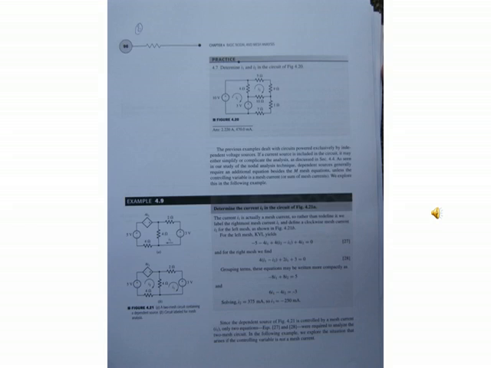Minus 5 plus 4I1 plus 4 multiply I2 minus I1 plus 4I2 equal to 0, equation 27. And then 4 multiply I1 minus I2 plus 2I1 plus 3 equal to 0, equation 28.